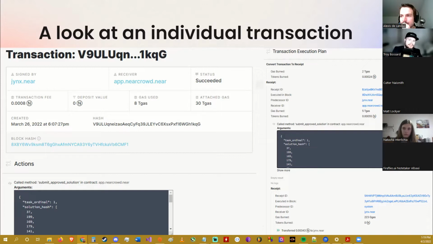which interestingly is an application on Near where people can complete tasks in exchange for being rewarded in Near token, which I thought was interesting. Kind of reminded me of Google's Mechanical Turk a little bit. This particular transaction appears to be passing an argument as a solution to some task being completed by the signer who is jinx.near. And you can see there's some information and a solution hash included for something called task ordinal.